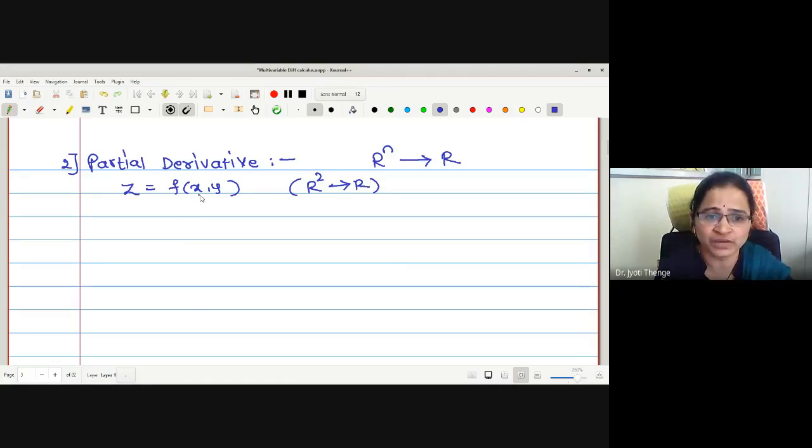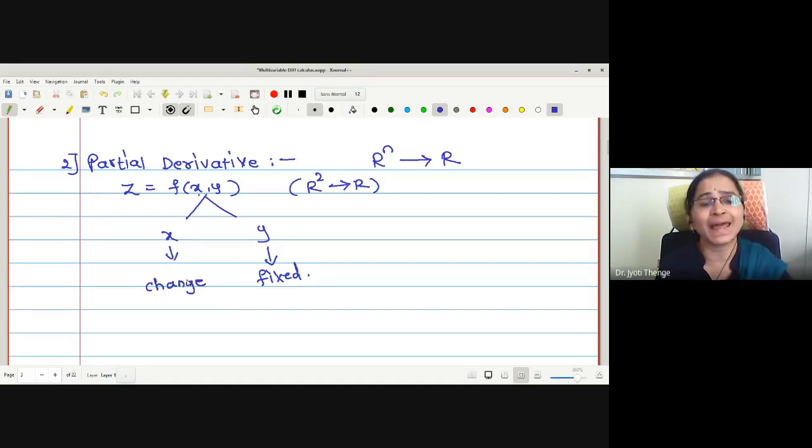How many independent variables do we have here? Two variables, x and y. Therefore, instead of changing both the variables, the idea is introduced such that we keep one of the variables fixed and change only one variable at a time. Or you can interchange this. That is, you can keep the x variable fixed and just change the values of y. While doing so, only one variable is allowed to change and the other variable is fixed.